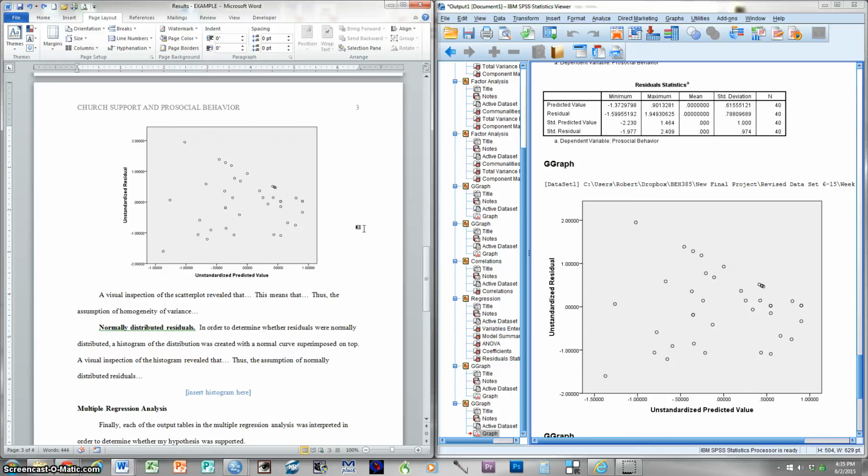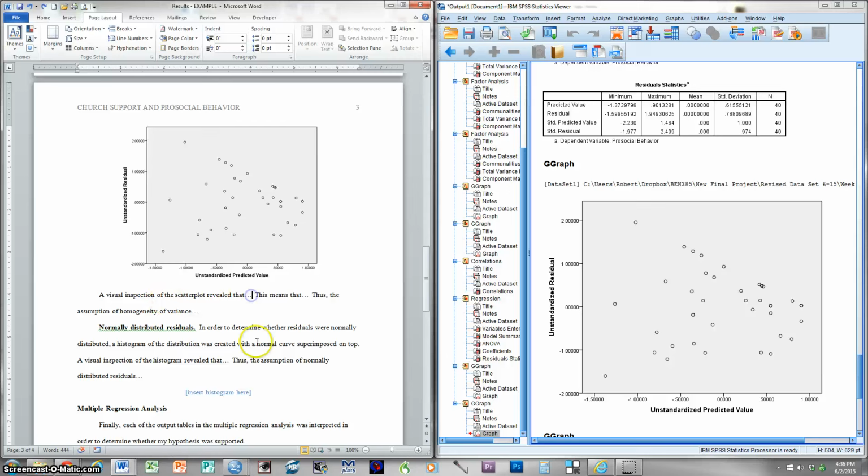So there does appear to be some fanning, but we're looking for very, very gross violations. It would be a case where these are all squished and packed together right on top of each other and then spread out over here. That would be a problem. But as long as it's approximately close, we'll go ahead and say that the variance is homogeneous.